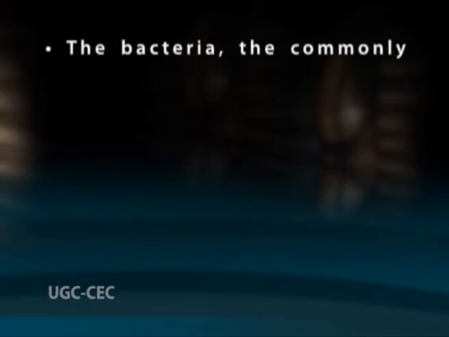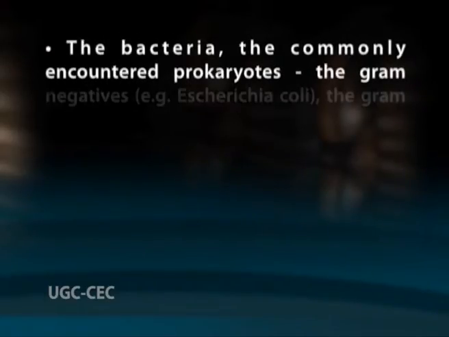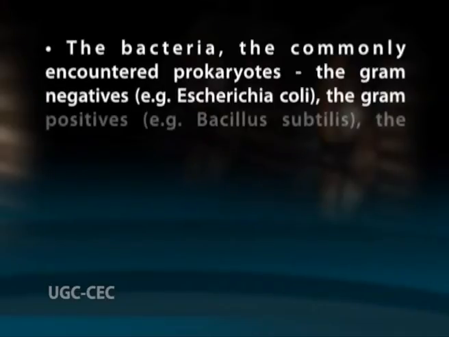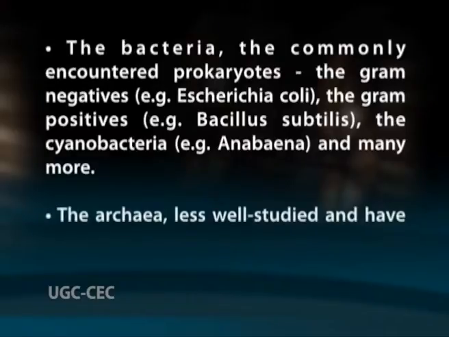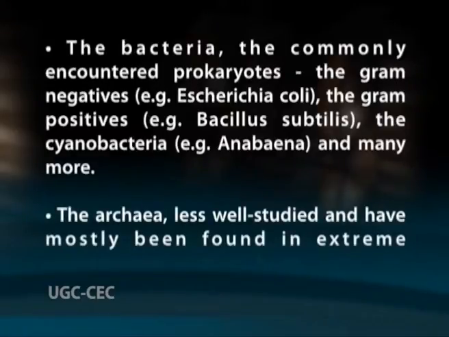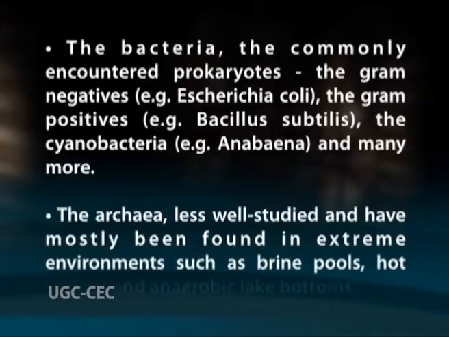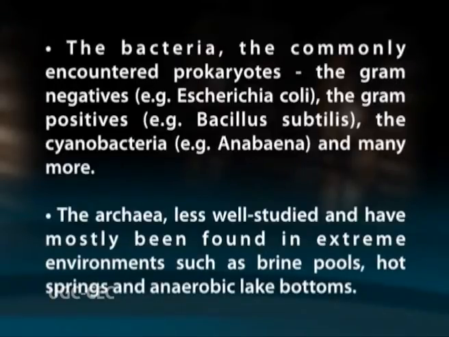Prokaryotes are distinguished from one another by the characteristic genetic and biochemical features, and they are further grouped into two: the bacteria, the commonly encountered prokaryotes, the gram negatives, for example Escherichia coli, the gram positives, example Bacillus subtilis, or the cyanobacteria, example Anabaena, and many more. The archaea, which are less well studied and have mostly been found in extreme environments such as brine pools, hot springs and anaerobic lake bottoms.